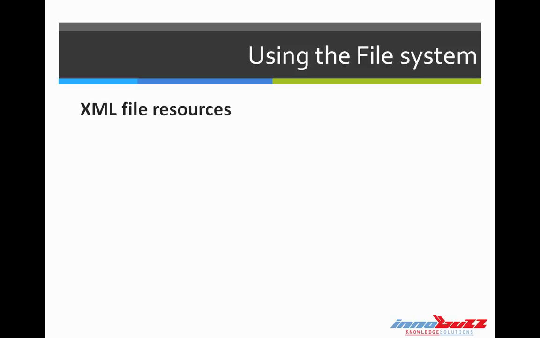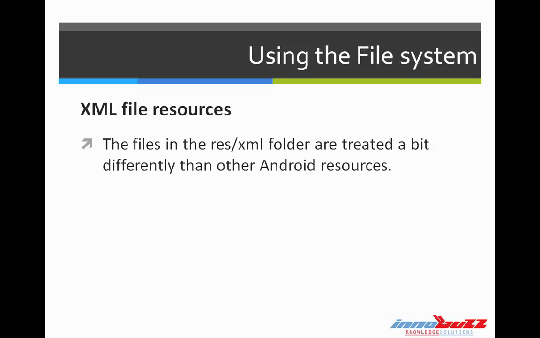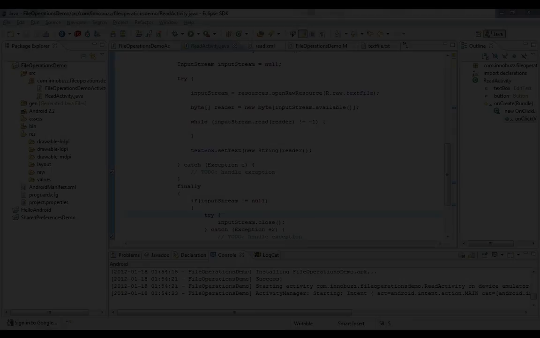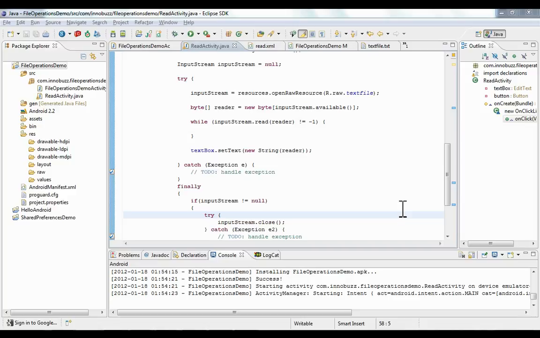XML file resources. The files in the resource XML folder are treated a bit differently than other Android resources. A stream is not used to access these files because they are compiled into an efficient binary form when deployed. They can be of any custom XML structure. Again, we will use the same demo project to access XML file resources.